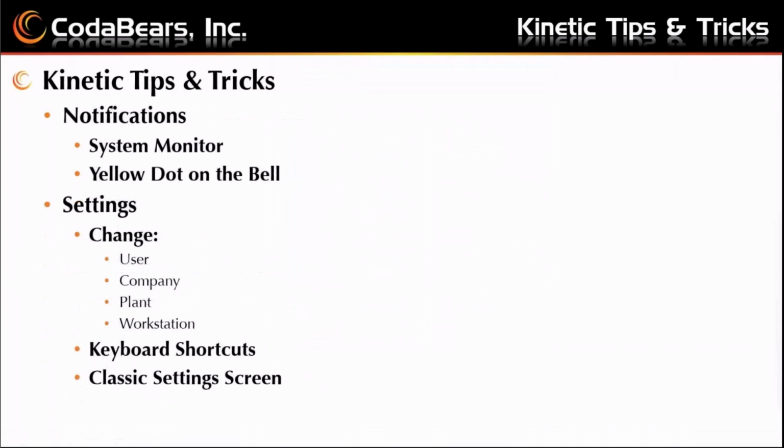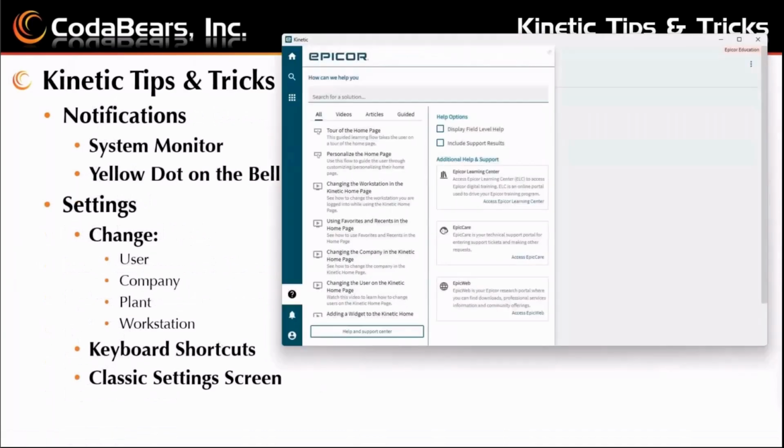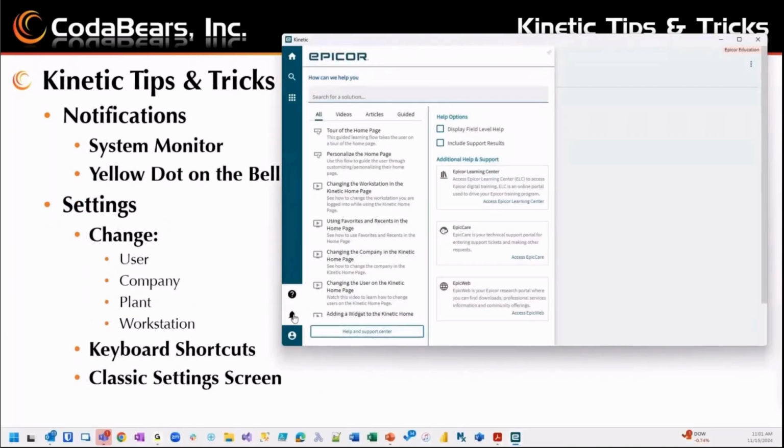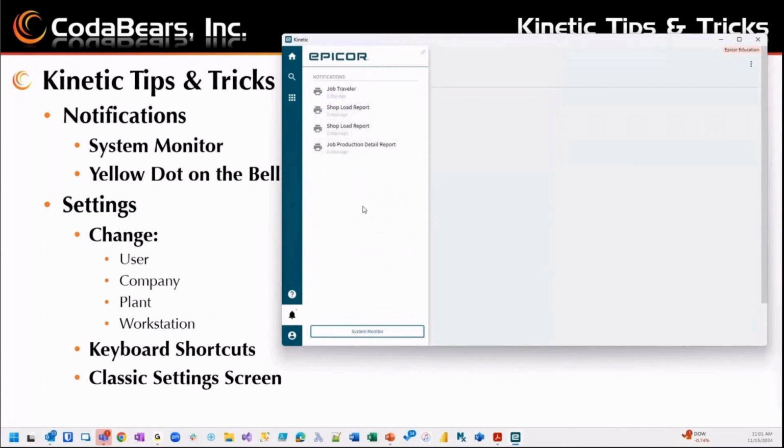So notifications are in the bottom left hand, and this is the bell. When something occurs, it tells you what you ran, what happened with this login. The little yellow dot means you have notifications that you haven't seen yet.